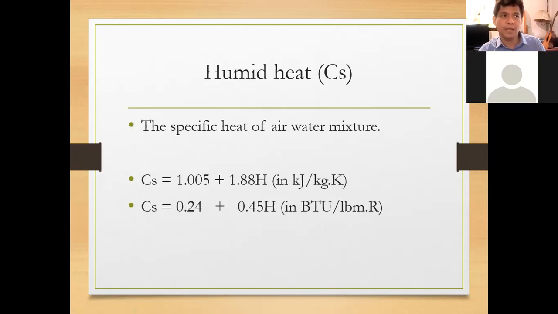Kasi generally ang mangyayari naman diyan, ang makakalkulate nyo naman diyan is kilogram dry air per hour. Yun yung i-multiply nyo dito when you use the m CS delta T equation, to calculate Q dot. Dapat ang i-multiply nyo diyan kilogram dry air per hour or kilogram dry air per second. Ganun. Anyway, makikita niyo naman mamaya.